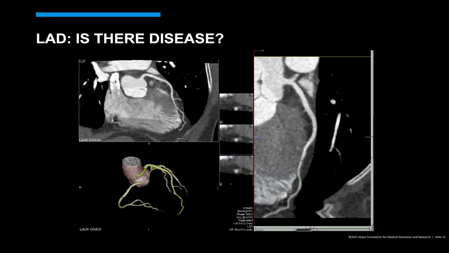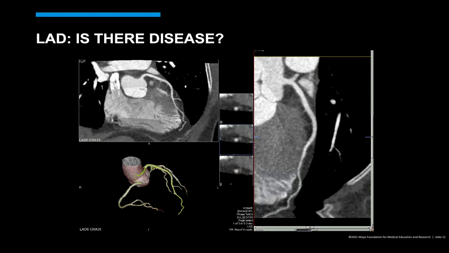All right, so the next case or question taker for today is San from VCU. Hi, San. Hi. So we look at the LAD as labeled. Is there a disease? I think this is like a myocardial bridge. I'm not sure. I don't see any calcium.